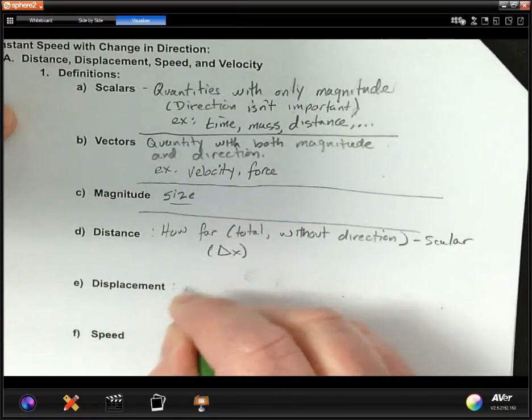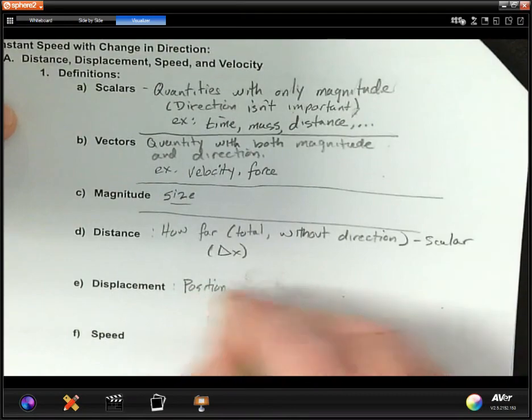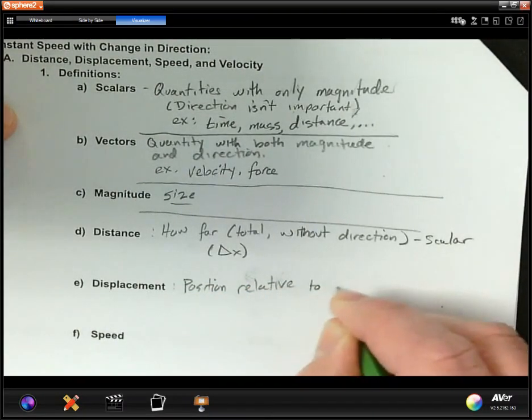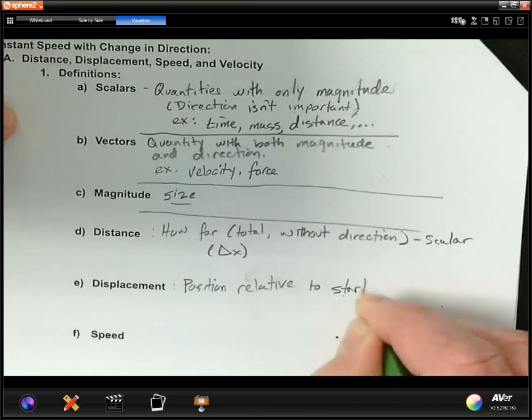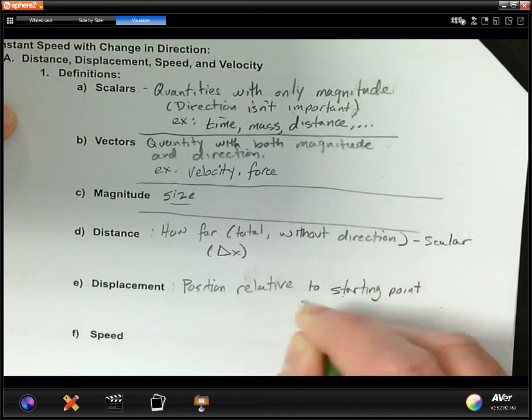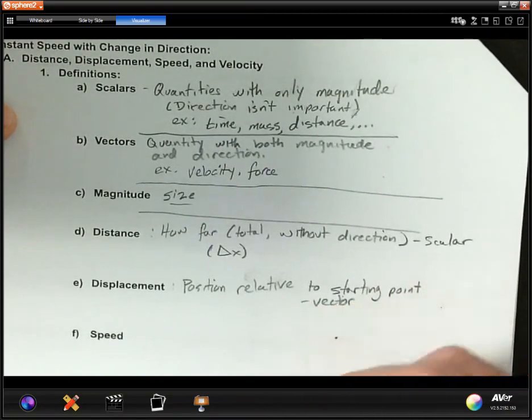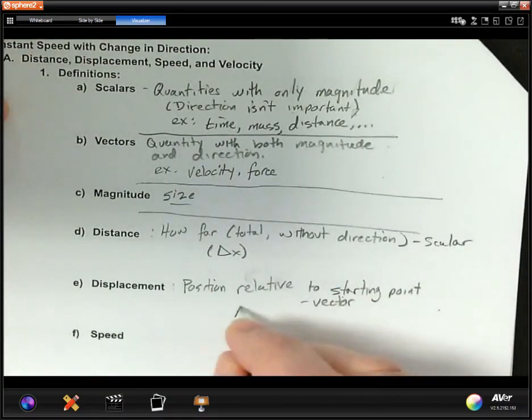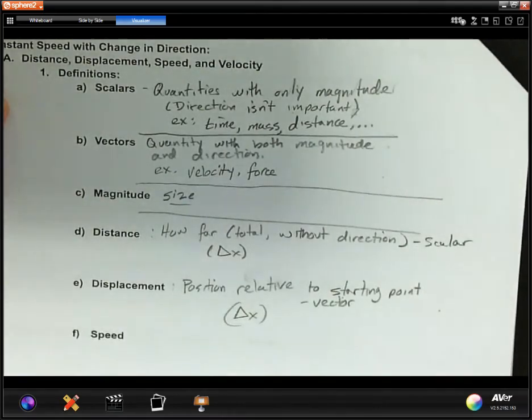Displacement is going to be a little bit different now. This is going to be your position relative to your starting point. And it is a vector. Because if I say I'm 8 meters from my starting point, you don't know where I am. But if I say I'm 8 meters due north of my starting point, then you would know exactly where I am. And we use delta x for that as well.